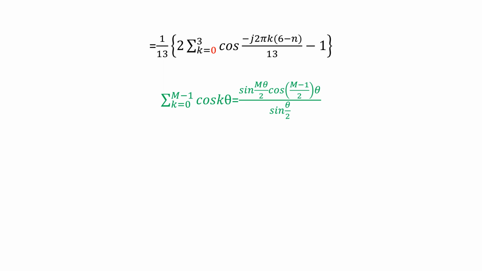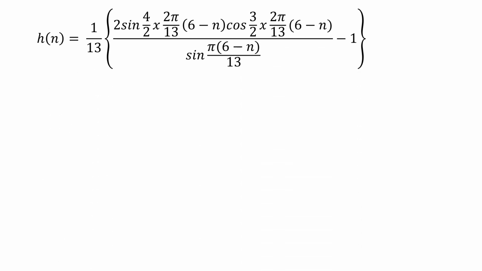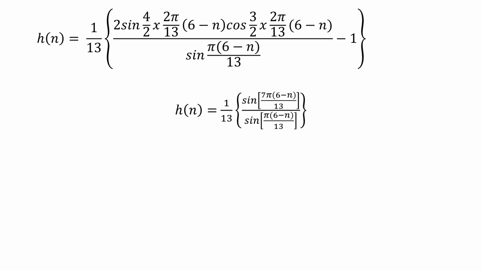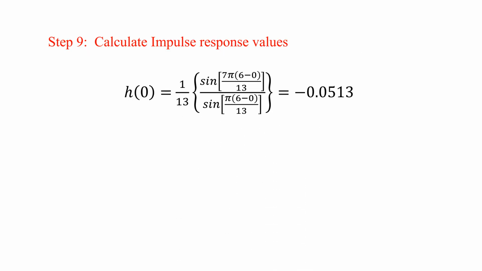Then the obtained equation is in the form of cos k theta. We are using the cos k theta formula. Then, comparing the first equation and the second equation, we can get what capital M is. Capital M is the upper limit of summation. M minus 1 is equal to 4, so M is equal to 3. Similarly, we can find what theta is. We got h of n. We have to simplify this. This is the final equation of h of n.